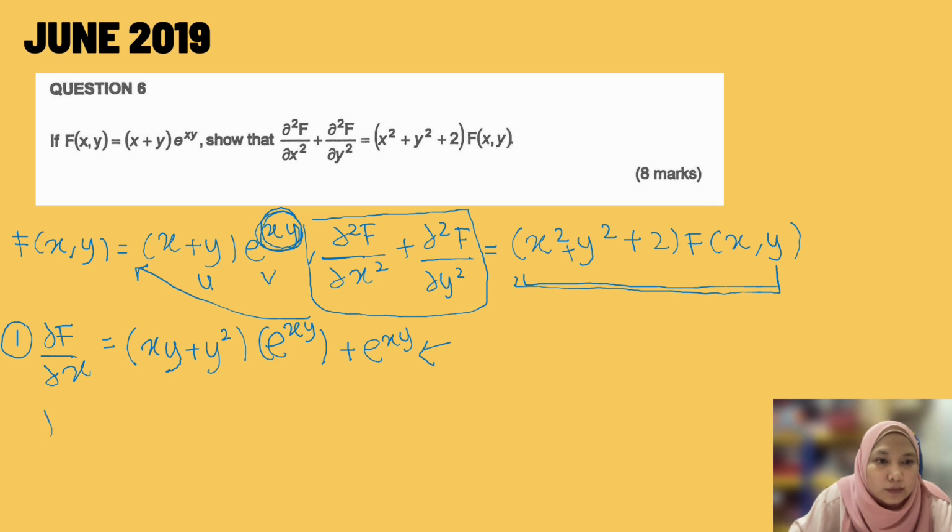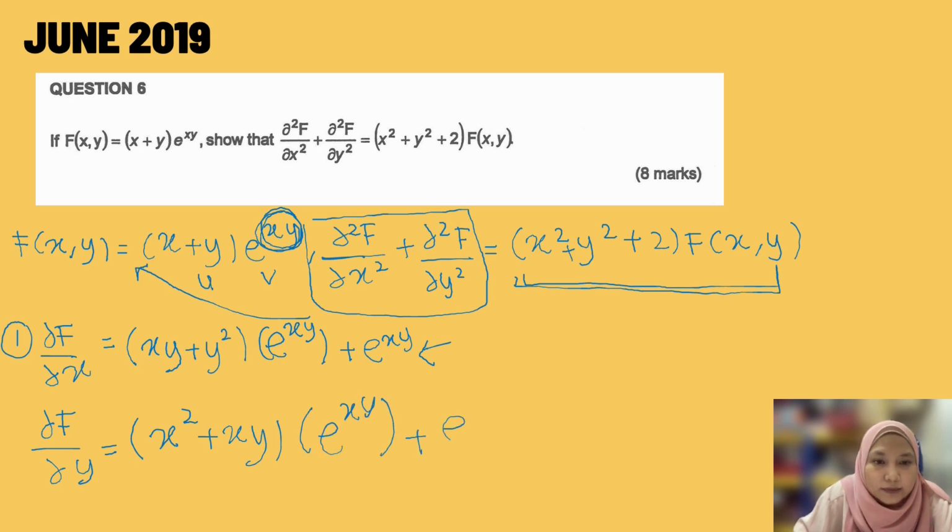Then you need to differentiate f with respect to y. This one is also a product rule. You will get x squared plus xy exponent xy plus exponent xy. Then you need to differentiate again, because here we have order 2, which means that we need to differentiate this partial derivative again. So we differentiate again for step 2.